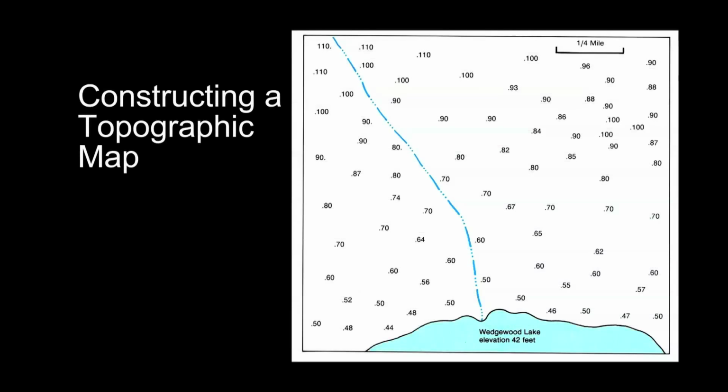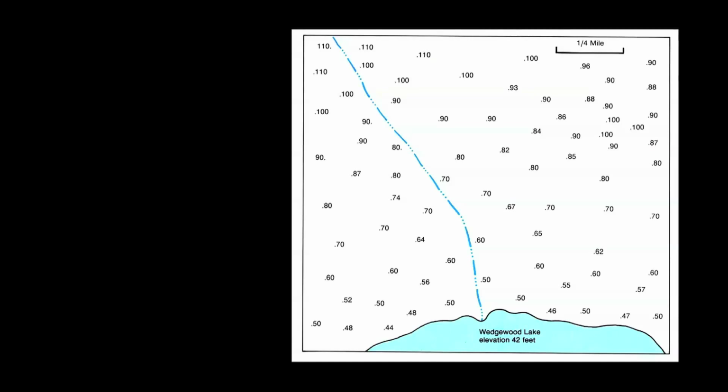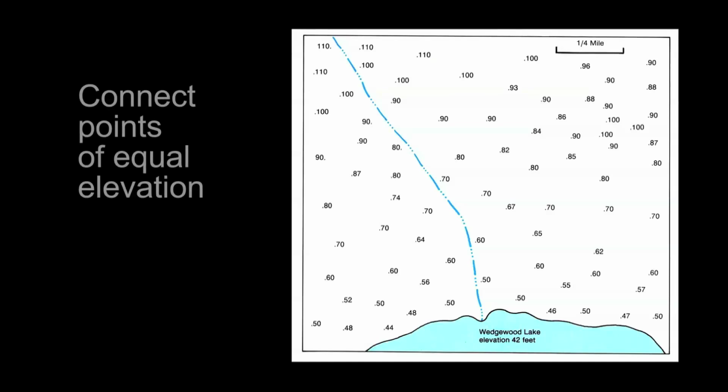Your task in the Topographic Map Lab is to create a topographic map using elevation points given to you. This demonstration video will walk you through those steps, so have a look and then give it a try. The screen that you're looking at now shows elevations across a portion of land surface, and your job is going to be to connect points of equal elevation.